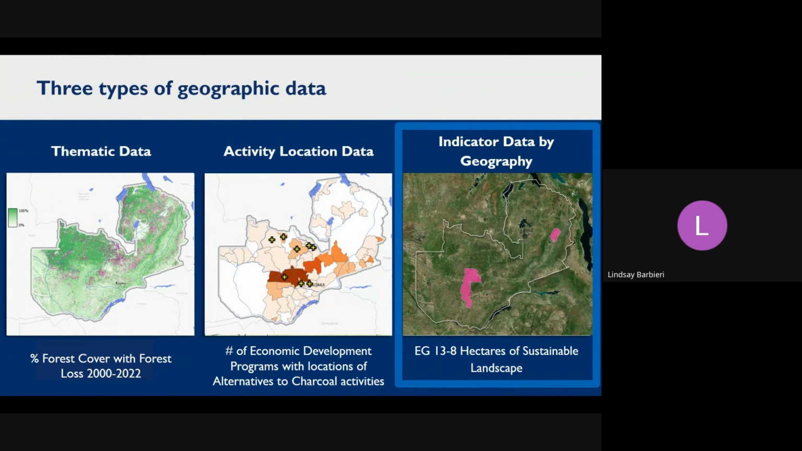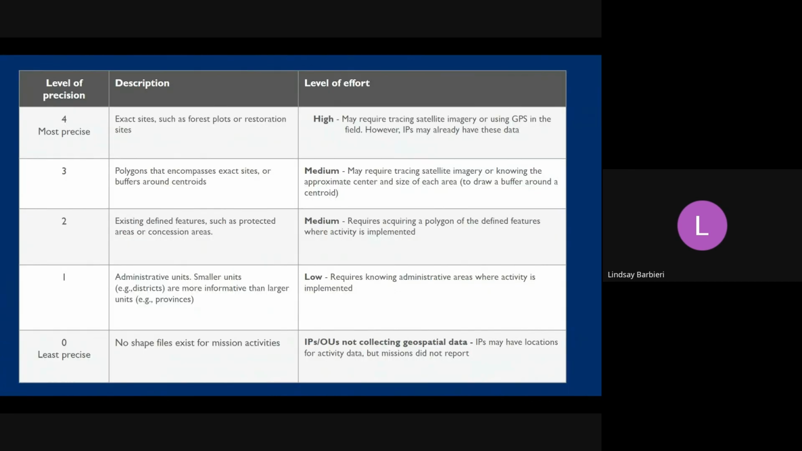Now, the third type of geographic data, and most relevant to our indicator, EG 13.8, that we're talking about today, is our indicator data by geography. So this is our third type of data in which we can actually look at our indicator data by geography. And so we're going to do a little bit of a deeper dive into EG 13.8, or hectares of sustainable landscape.